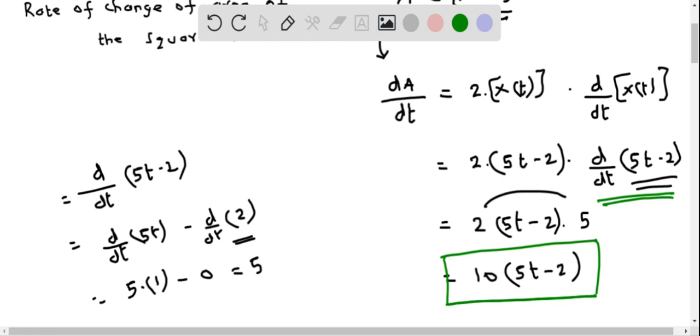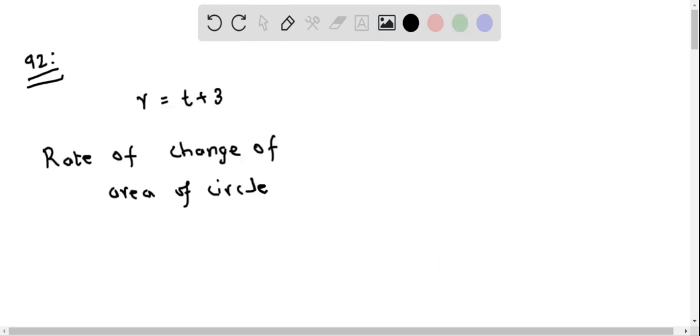And this means answer choice 3 is correct. In question 92, we find the rate of change of area of the circle. So if A represents the area of the circle, we write the formula for area of the circle as pi times radius squared. So we will find the derivative on both sides. So I'm going to find the derivative of A with respect to time, which is dA over dt.